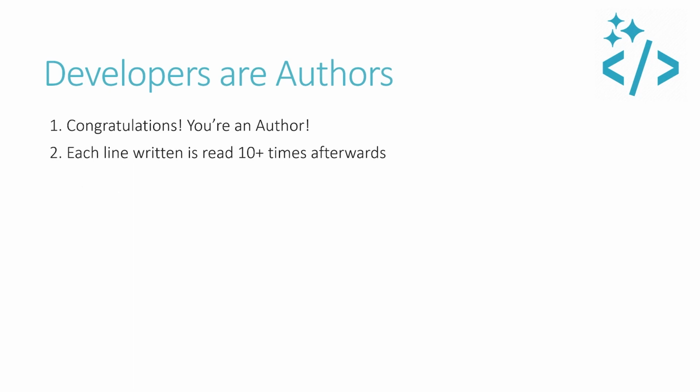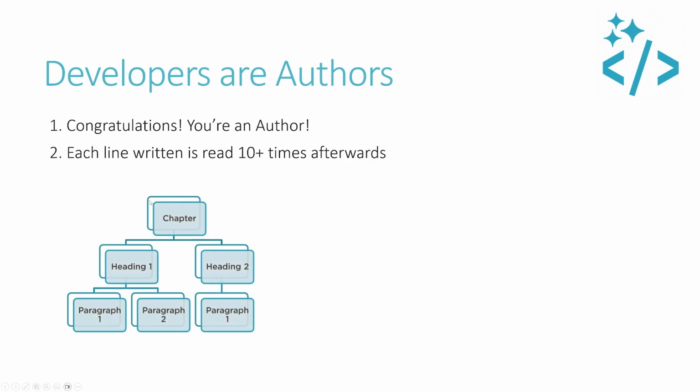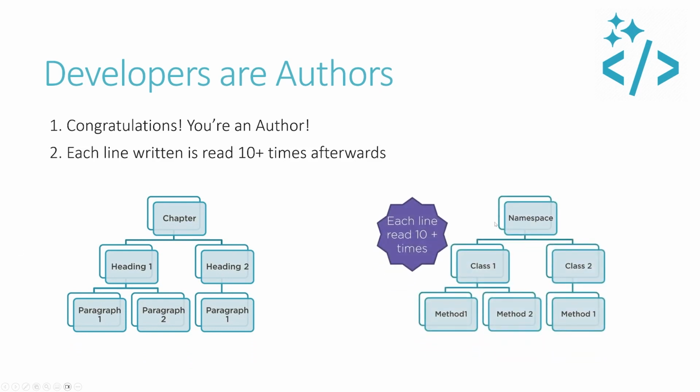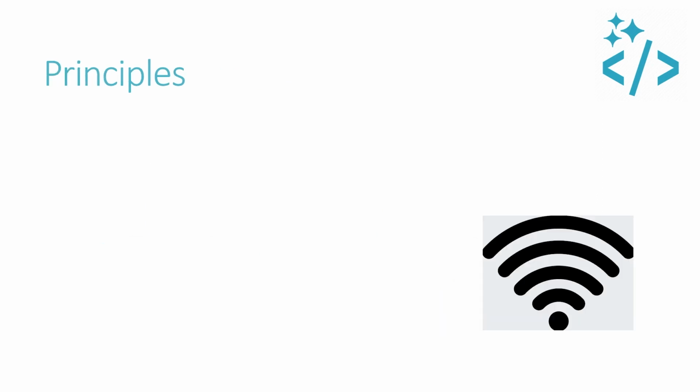So each line written is read 10 times afterwards in principle. So you take care that the code you write is clean and understandable by anyone who reads this in the future. We'll see how a book is structured in chapters, headings, and paragraphs, and the same can be seen also in code. So for example, in C Sharp, we have these namespaces, classes, and methods. So it's like being an author of a book. Everything you create is basically the work of an artist.